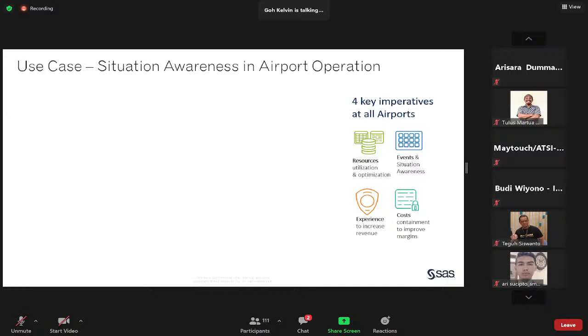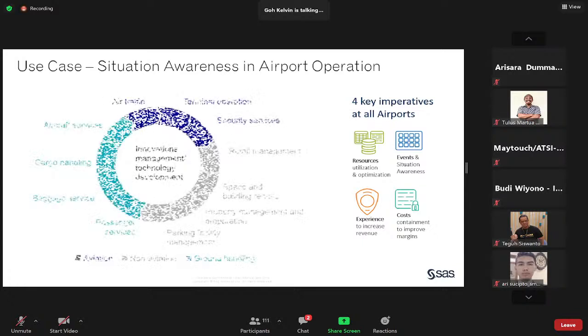All airports in the world have one similar characteristic. There are four imperatives that an airport, as a complex environment, looks to deliver. First and foremost, they are very interested in how they use their resources. They are always very mindful about the events and the situation happening within the airport. It is also looking to enhance the traveler experience so that they can spend more and use more, and travel via that particular airport. And because an airport is a complex operating environment, they also tend to look at cost. So an airport is a very good example where situational awareness is hugely important.